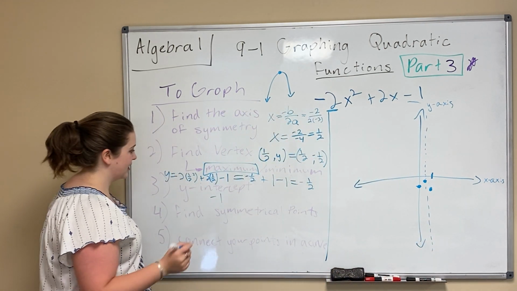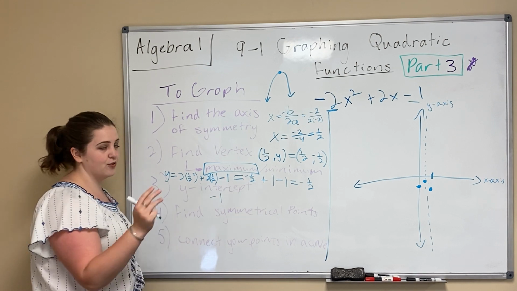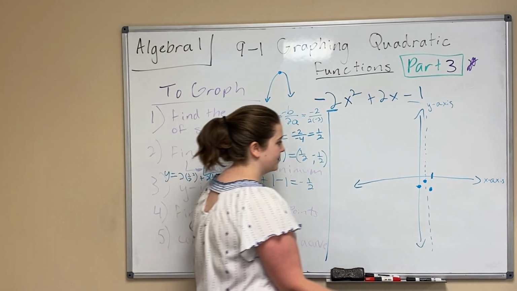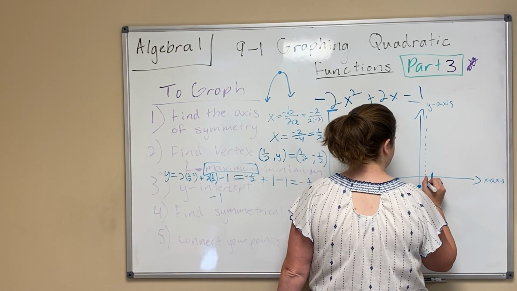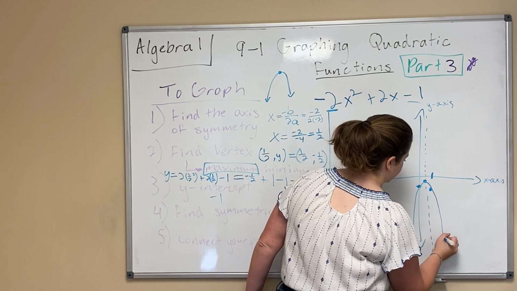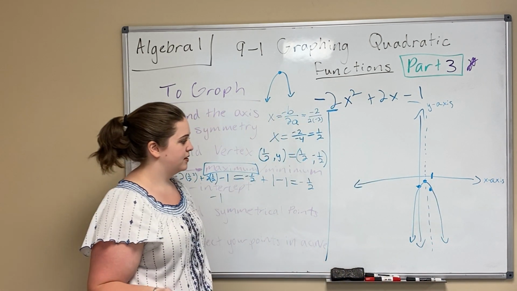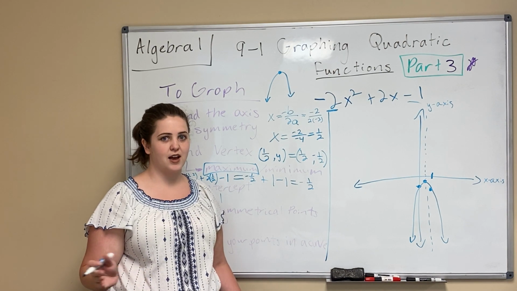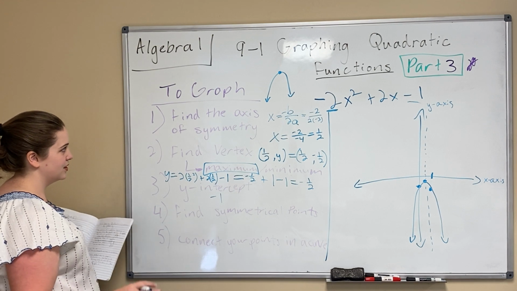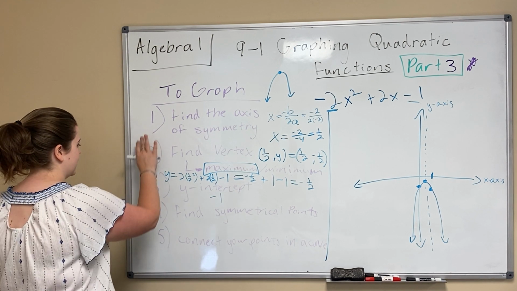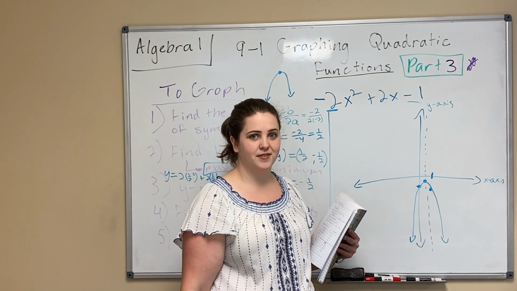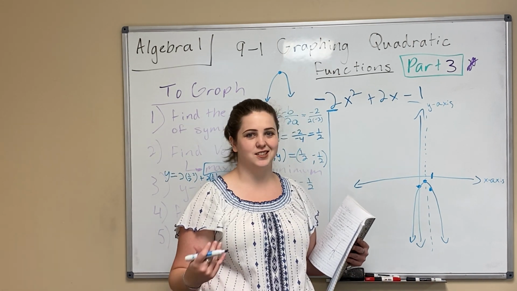Okay, now that I've got a symmetrical point, I have 3 points, which is enough to connect all my dots to make a parabola. So I'm going to go down like this and like this. And there it is, graphed in 5 relatively easy steps. No matter what the graph is, you follow these steps, get your 3 points, and just connect them. Hopefully you got it. If you have any questions, feel free to ask.